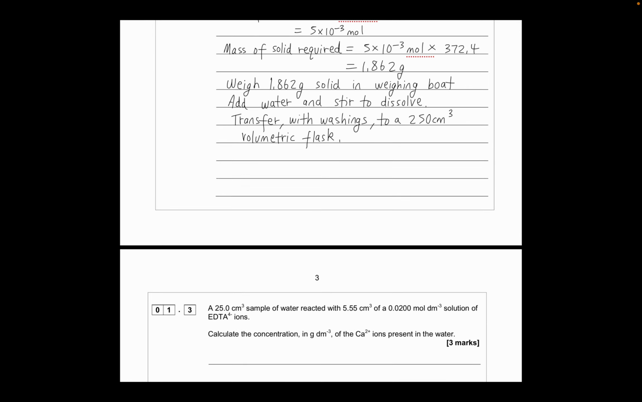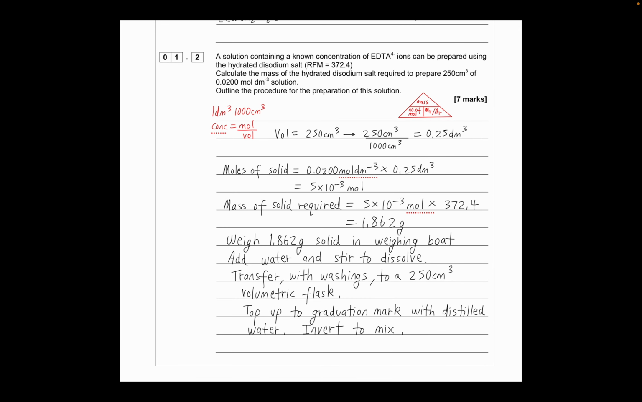Then what we're going to do is top up to the graduation mark with distilled water. I'm assuming this is a bit of pure water you can be using, with distilled water. Okay, then you can invert to mix. Invert to mix is you can just invert it and mix this up together. So those are your 7 marks that you can write for the exam. These are some of the points for the preparation of this solution.